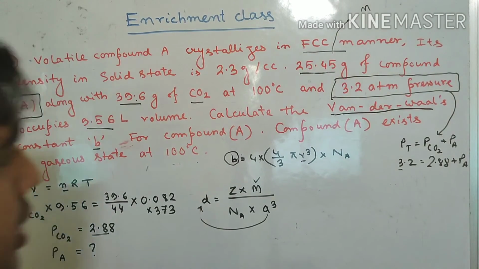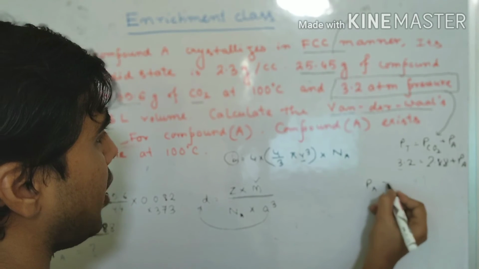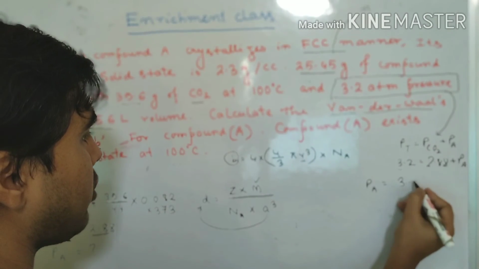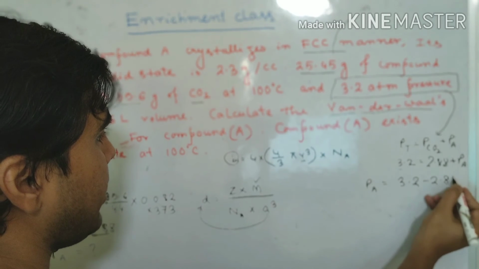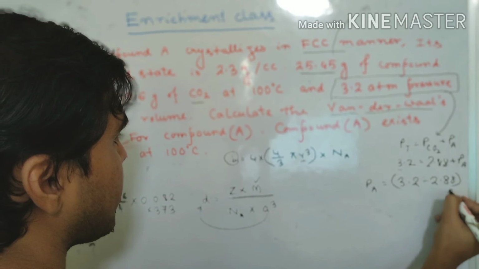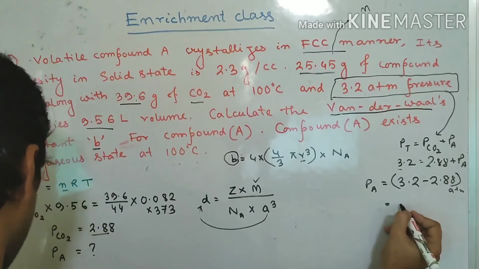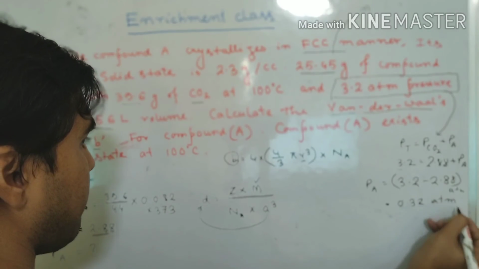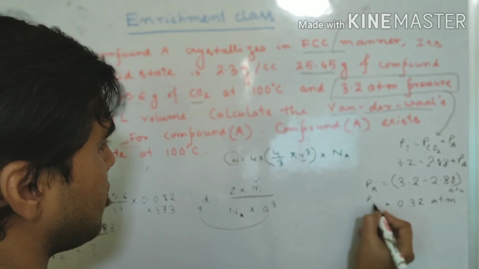Now PA should be how much? You will be getting 3.2 minus 2.88 atmospheric pressure. So it is coming as 0.32 atm. So this is PA.